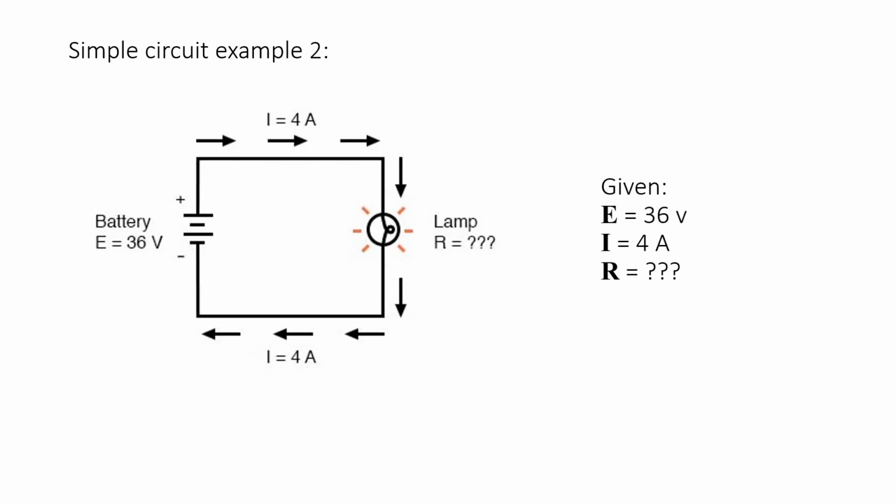For the second example, you are going to calculate the amount of resistance in a circuit given the values of voltage and current as indicated here. What is the amount of resistance offered by the lamp if the voltage is equal to 36 volts and current is equal to 4 amperes? This time, solve this example by yourself. Pause this video and try to determine the resistance of the given circuit.